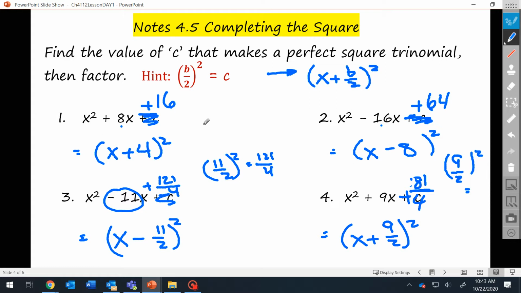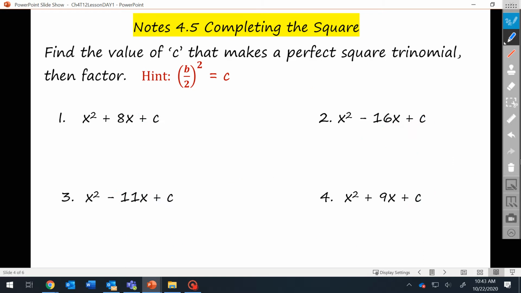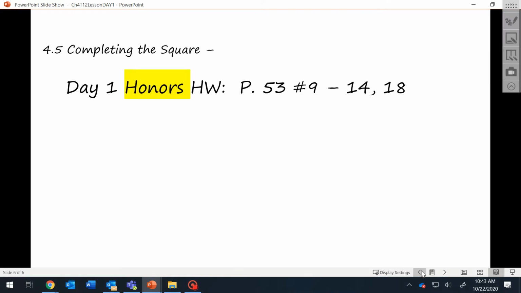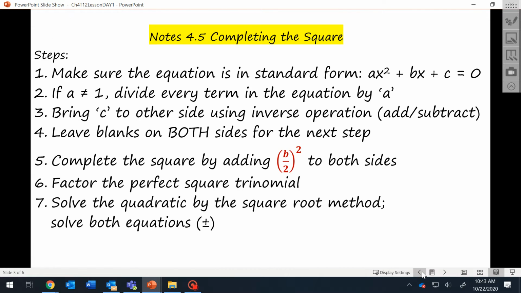And this is all great and everything, but how do you use this to any great degree? What is this going to do for us? Well, it actually allows us to solve quadratic equations. This is where we want to go back to the notes. First of all, make sure the equation's in standard form: ax squared plus bx plus c equals 0. If a is not 1, everything gets divided by a. This process only works if a is 1. So if a is not 1, we've got to divide everything by a so that a becomes 1. So this by a, this by a, this by a, this by a.